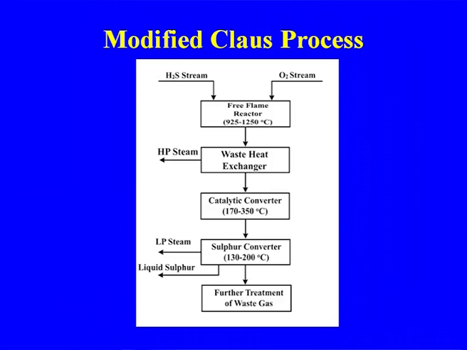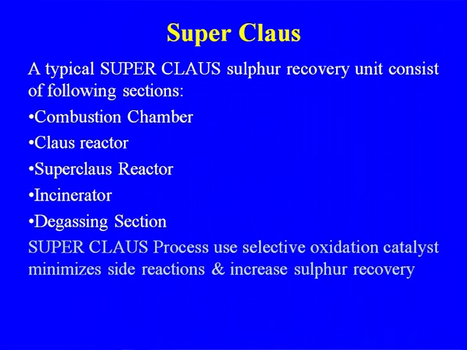So what are the various actual units in case of the Super Claus process? Combustion chamber, Claus reactor, Super Claus reactor, incinerator and degassing section. The Super Claus process uses a selective oxidation catalyst, minimizes the side stream and increases the sulfur recovery.